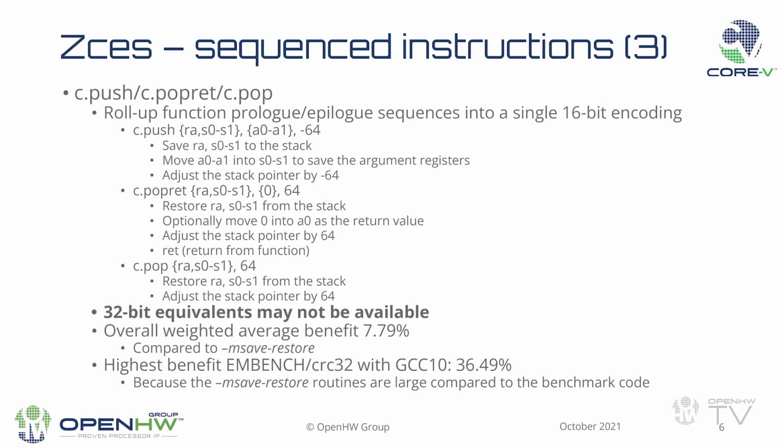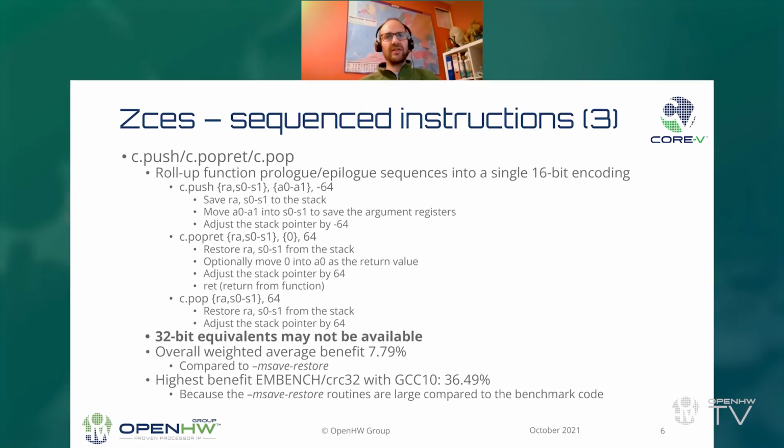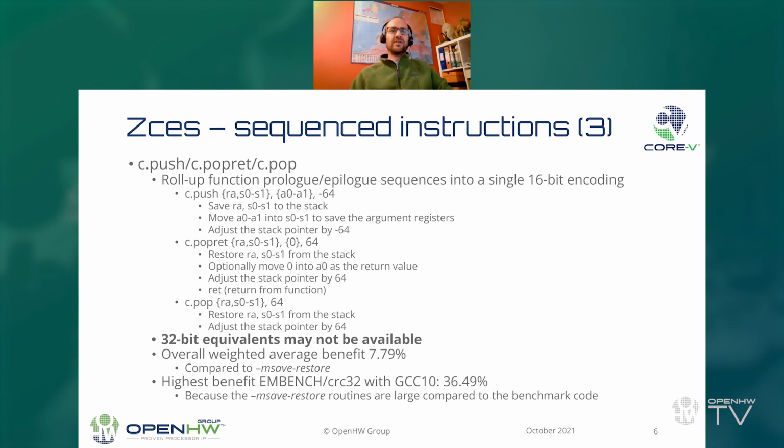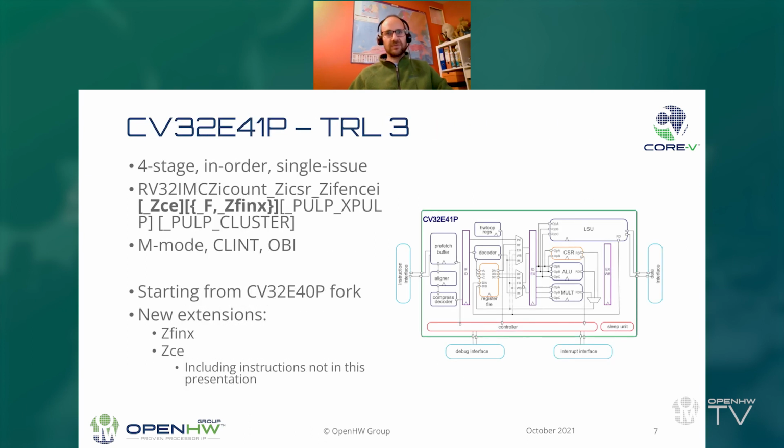And there's also a cut down version, c.pop, used for tail calling, which doesn't ret and doesn't have the return value option. 32-bit equivalents are proposed but may not be available when we freeze the spec. So overall, the average benefit relative to msave restore is 7.79%, which is enormous. And one mbench benchmark even saved 36%, as it's tiny, and the msave restore routines are actually very large.